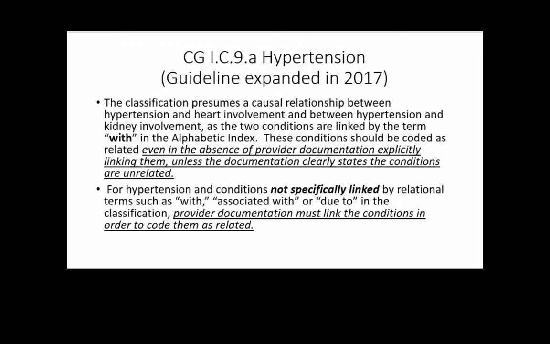ICD-10 is assuming a causal relationship between hypertension and heart involvement, and between hypertension and kidney involvement. And the way that's known is that you'll have that term "with" in the alphabetic index. These conditions can be coded as related even in the absence of provider documentation explicitly linking them, unless the documentation states the conditions are unrelated. It's almost a reversal of what we've had with some codes in the past.